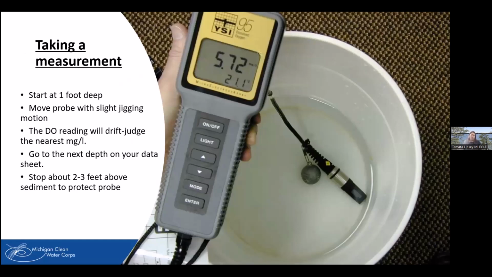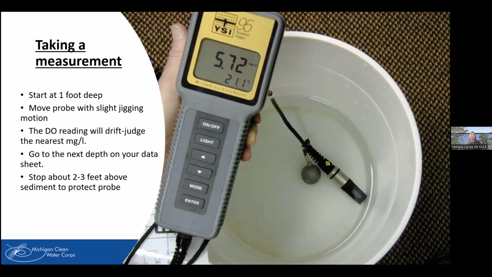As I mentioned, the DO reading will probably drift a little bit. Once it slows down enough, maybe for this example it's 5.6, 5.72, 5.5, 5.8, 5.7, just try to take what it seems to be landing on the most.